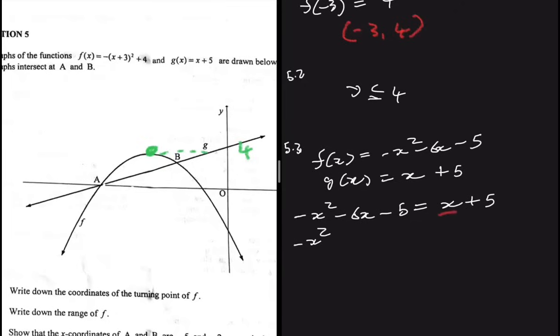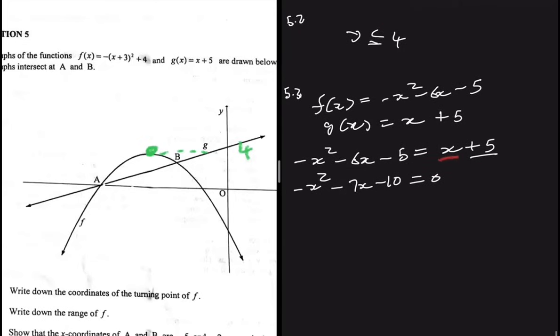Right, so we're going to have minus x squared. We take x to the left hand side, we're going to get minus 5x, and then plus 5 is going to be minus 5, right? So we have not minus 5 but minus 7, right? So we're going to have minus 7x, and then minus 10 is equal to 0. Just one mistake and you're gone, right? So I have minus x squared here, which is confusing me a bit.